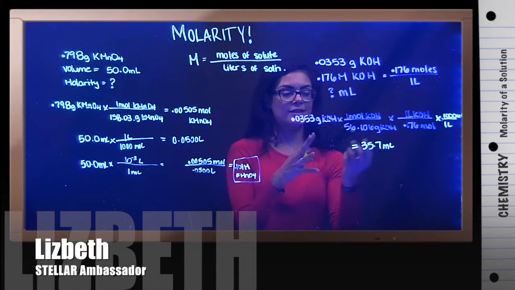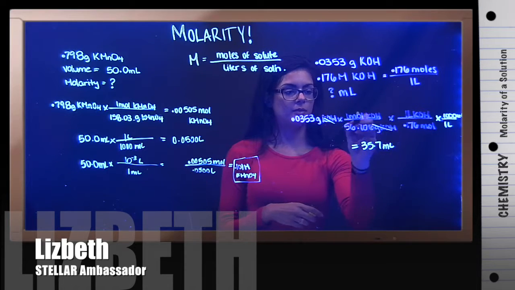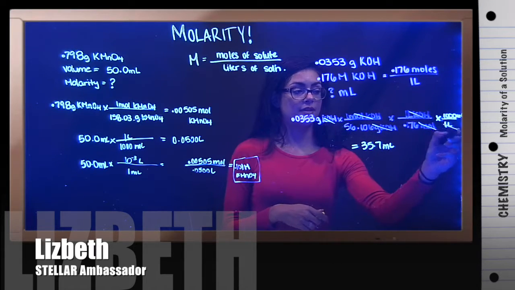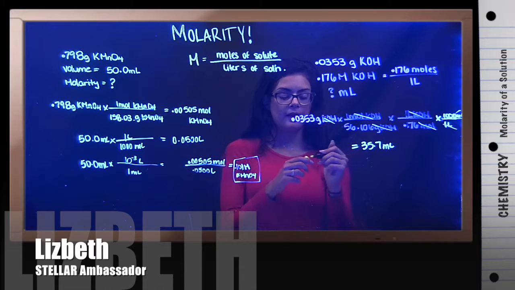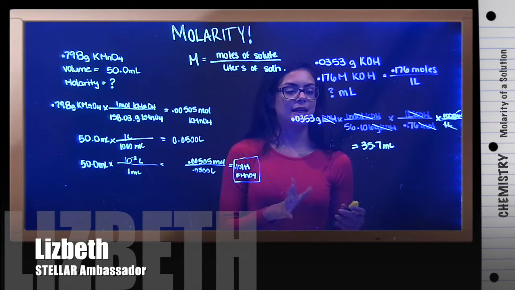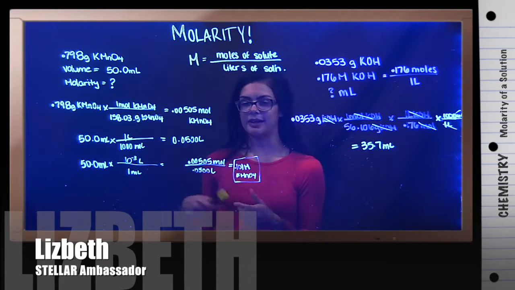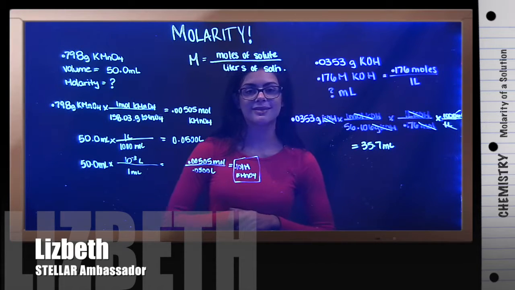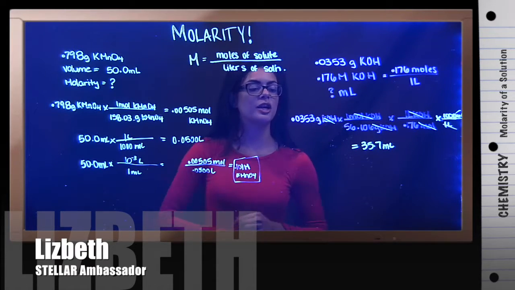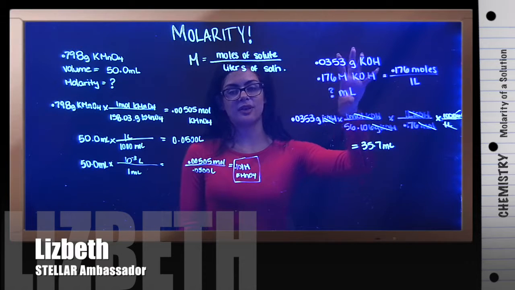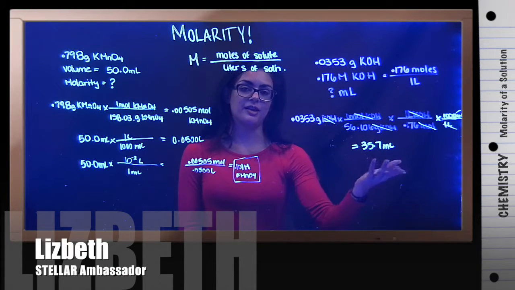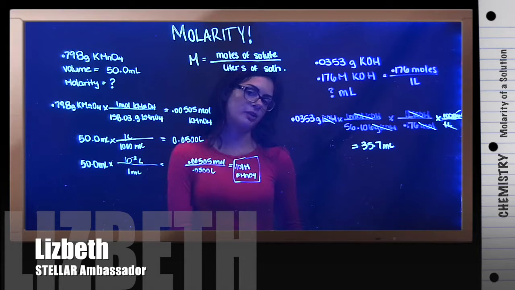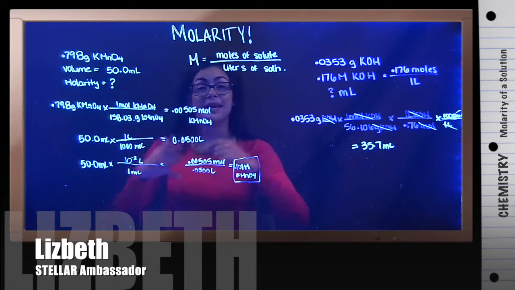So the reason this works is because the grams would cancel, the moles would cancel, the liters would cancel, so you're left with milliliters on the top. And yes, that means in words, if you had to write a sentence, that in order to get a molarity of 0.176 molar KOH, I would need to combine 0.0353 grams with 35.7 milliliters, and that is what would give me that molarity. So that's basically molarity.